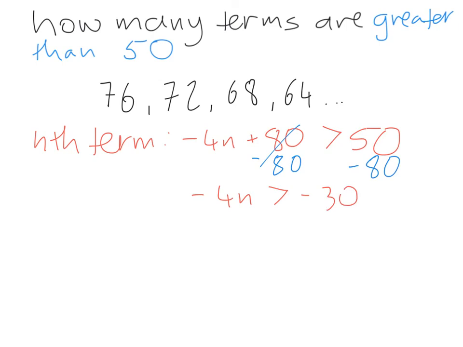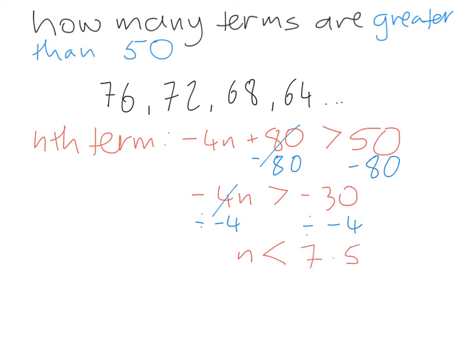Now I need to get rid of the minus 4, and it's stuck onto the n. Two things stuck together in maths mean multiply, and the opposite of multiply is divide. So I divide by minus 4 on the left of the inequality sign, and divide by minus 4 on the right of the inequality sign. That leaves me with n, and I need to flip my inequality sign the other way around because I've divided by a negative number. If I multiply or divide by a negative number, I flip the inequality sign. And minus 30 divided by minus 4 is 7.5.